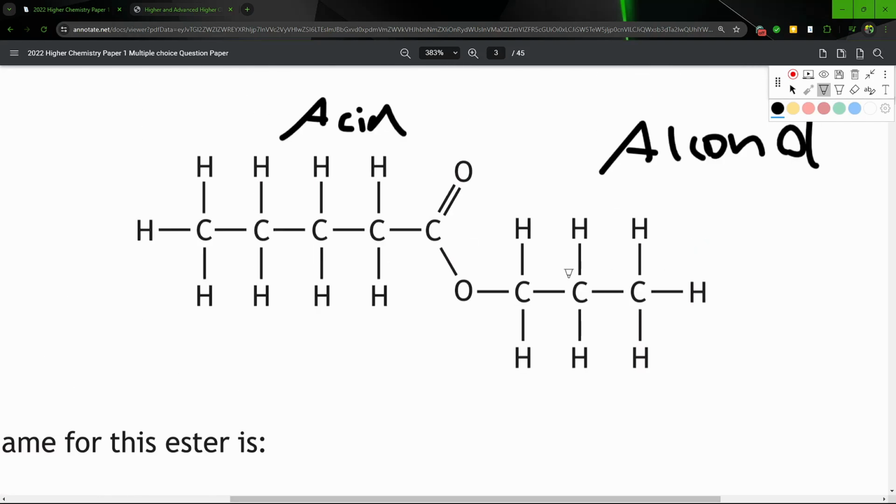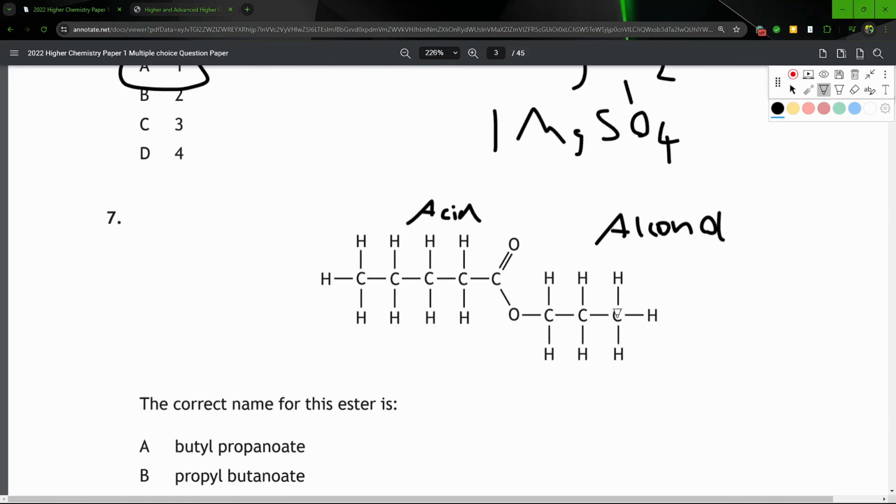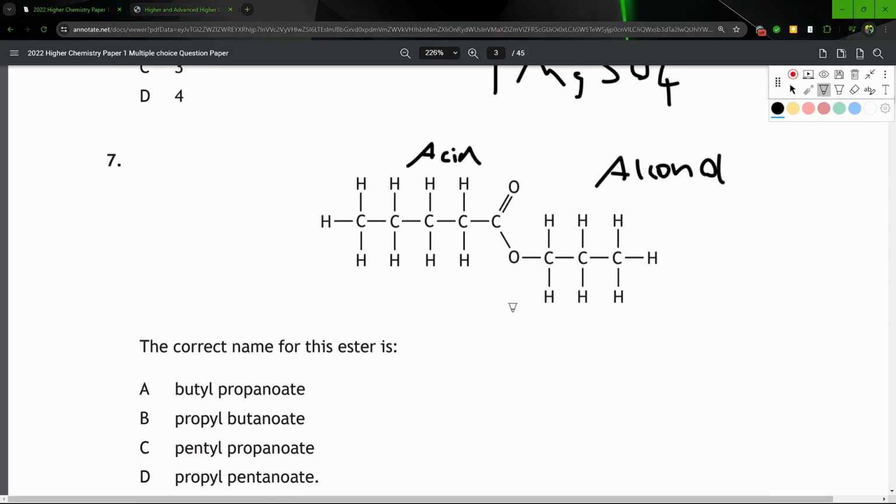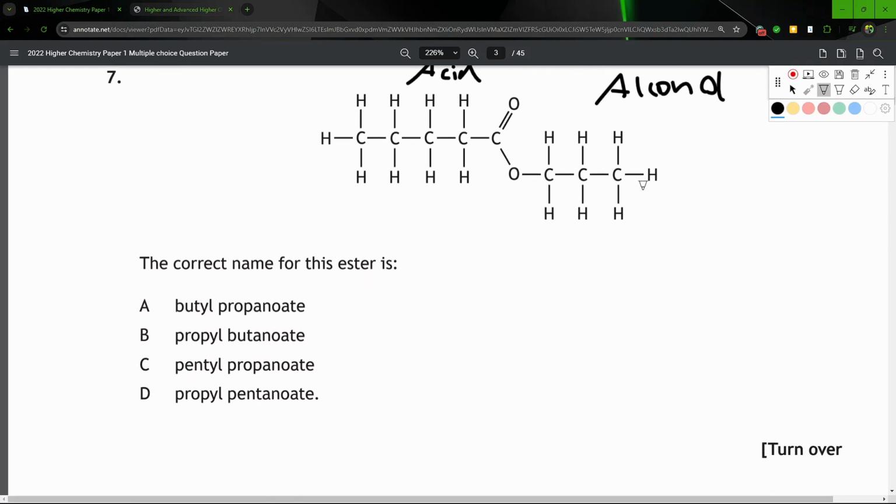And now we're going to count up the carbon chain length in both of these. For the acid, we've got 4 carbons, that'll be butane, and for the alcohol, we've got 3. And the alcohol would come first. So 3, that's going to be propane. So get rid of these 2. So it'd be propane, and then we know that this one would be 5, because there's 1, 2, 3, 4, 5. So we get rid of butanate, and it would be propane pentanate.